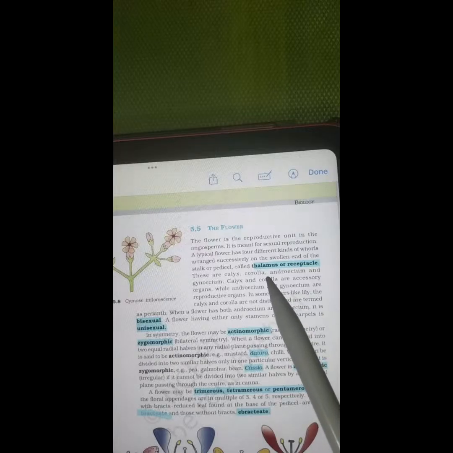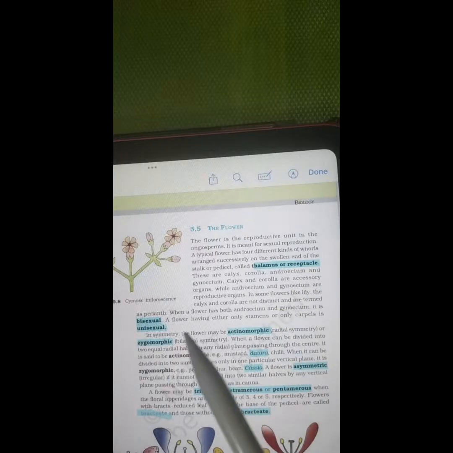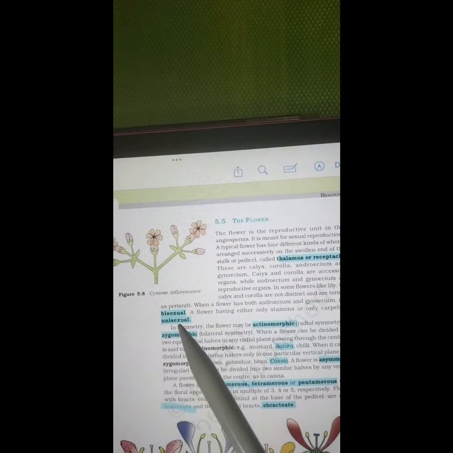The flower base is known as thalamus or receptacle. If the flower is bearing both the sex organs, androecium and gynoecium, then the flower will be known as bisexual. Bi means two, sexual means sexes. So both the gametes are there on one flower. It is going to be named as bisexual. And if the flower has either androecium or gynoecium, then the flower will be named as unisexual. Uni always means single. So whenever a single sex or a single gamete is there, then the flower will be known as unisexual.